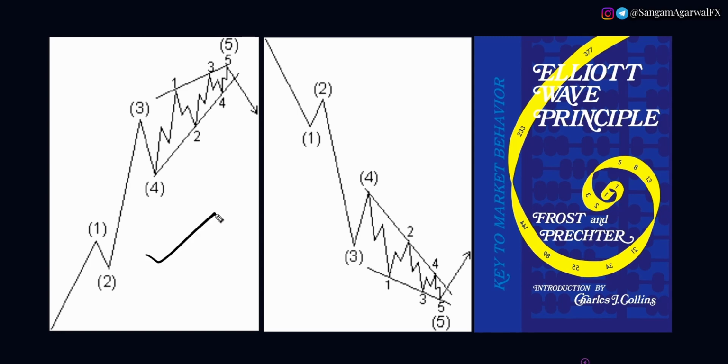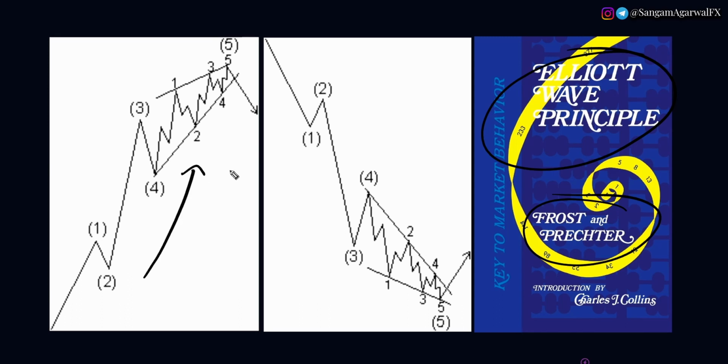So this video is for beginner traders who want to learn Elliott wave theory and a key chart pattern, the ending diagonal chart pattern. When you read the book Elliott Wave Principle by Robert Prechter, the book gives you two examples of the ending diagonal chart pattern. This one is for a bullish trend and this one for a bearish trend.